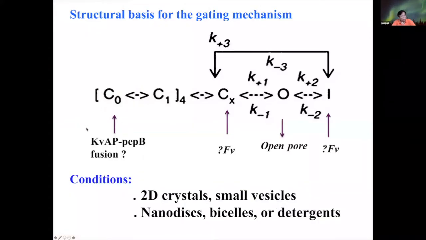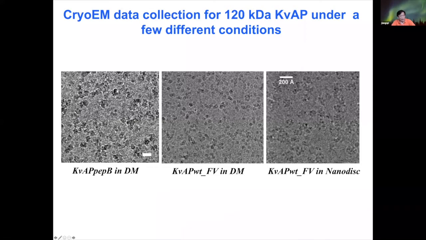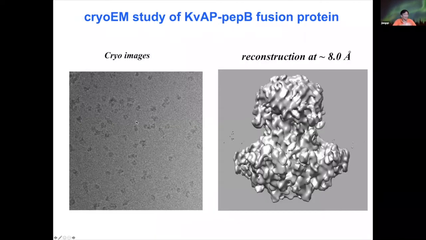We are working on three conformational states: the resting state, the open state, and the inactivated state for these KV channels. People have been working on 2D crystals and small vesicles, which we are not working on. We are currently using bicelles, detergent micelles, and nanodiscs to study them. So we have three different conditions. Here are the cryo-EM images. I will quickly go through; I'm running a little behind.